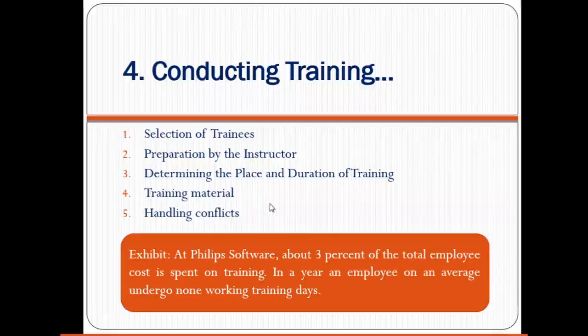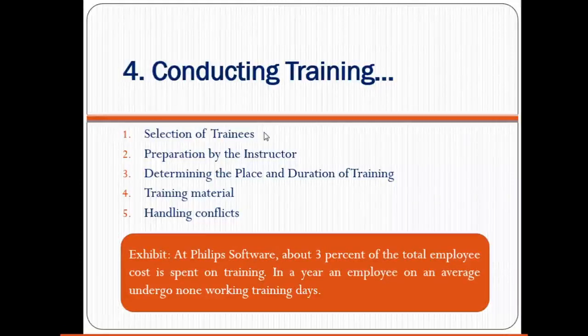Now let us see how the trainees are selected. There are two broad ways to select the trainees. One is on the basis of the interest of the trainee itself. Let us say one employee is willing to improve his speaking skills. Now in this case, it is the interest of the trainee and the training could be provided. The first one was on the basis of the interest of the trainee itself.